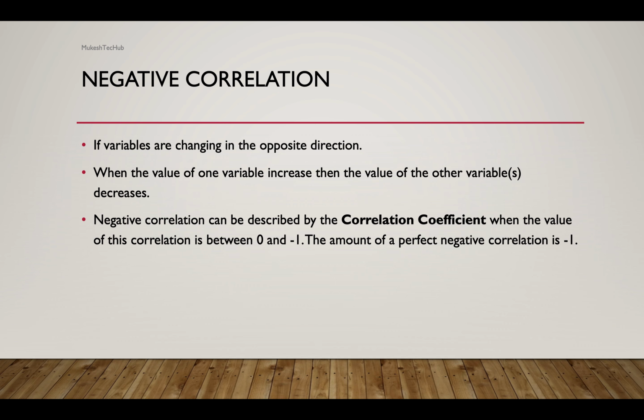The value for a perfect negative correlation is -1. As I already said, the range of the correlation coefficient is between -1 and 1, but for negative correlation it is between 0 and -1. 0 means there is no correlation between the variables, and if it is -1, then we can say it's a negative correlation. I'll show you by example, practically, in the next video lecture, part two.